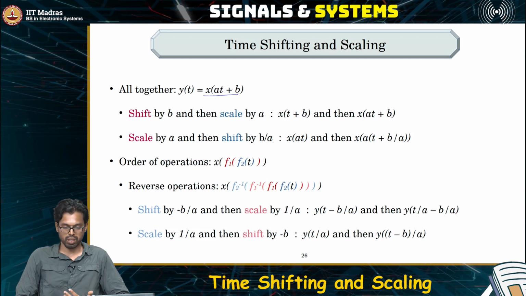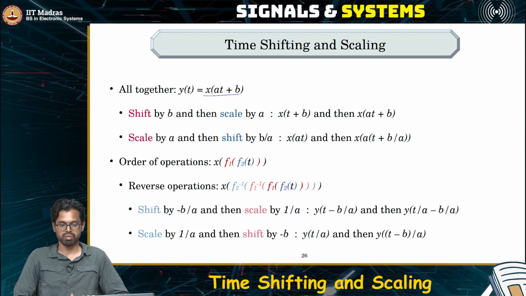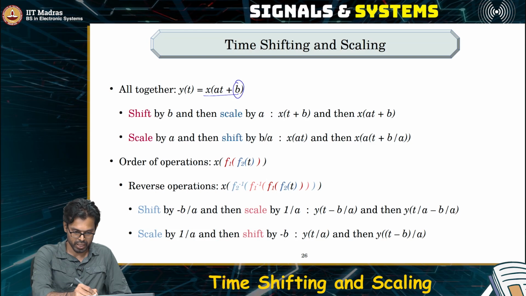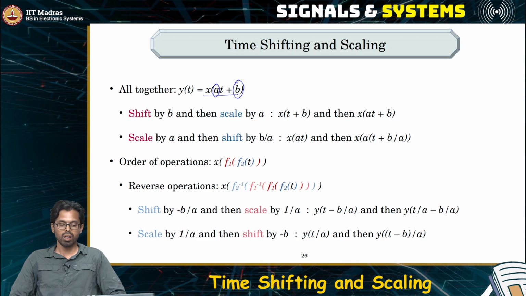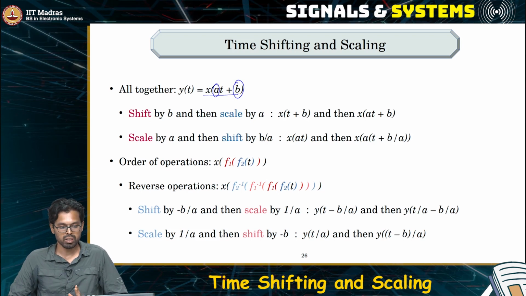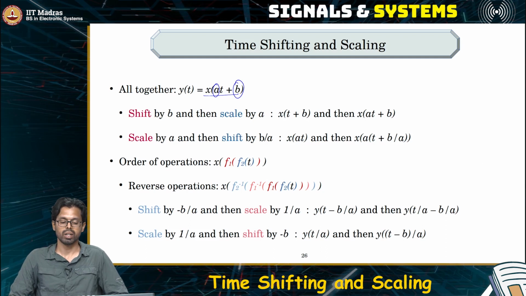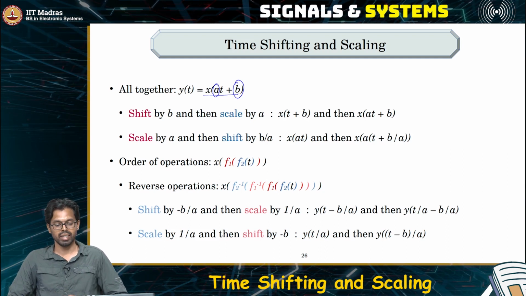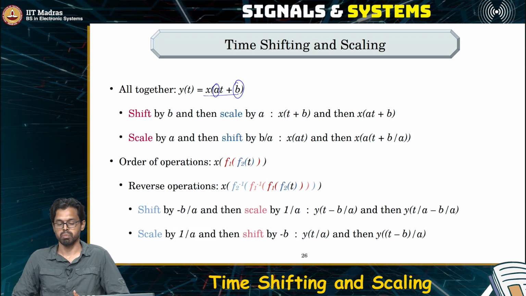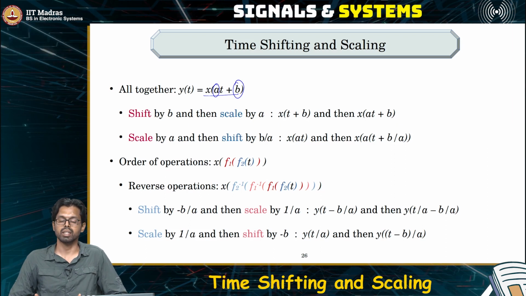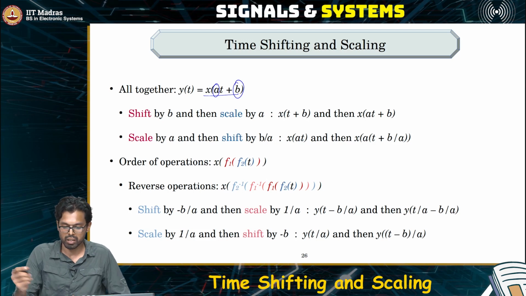So if somebody gives you some signal x of t and says, I want this signal to be shifted by b times and then scaled by a times, what would you do? All this operation is doing is moving the origin, and about the origin you are going to either expand or compress. So my recommendation would be to first shift, because this represents only a shift of origin and then expanding about the origin. The first operation would be to shift the signal.